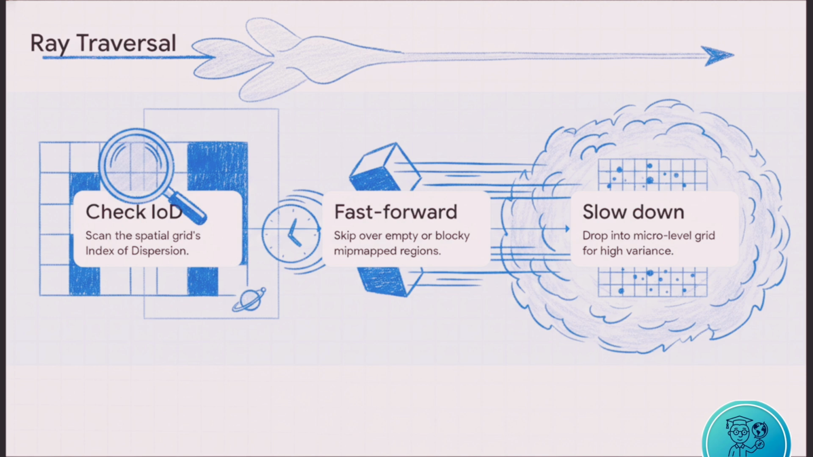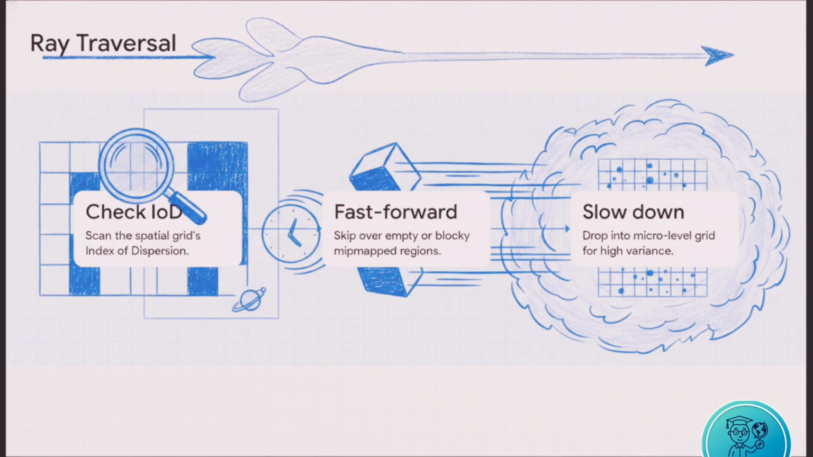First, as the ray moves, it actively checks the spatial grid's index of dispersion. Think of the ray like a sports car, right? Step 2, when it enters those huge, blocky, mip-mapped regions of quiet space, it's like hitting a long, empty, perfectly paved highway. The ray hits the gas and practically fast-forwards, skipping over massive chunks of the domain in single, highly efficient calculations.